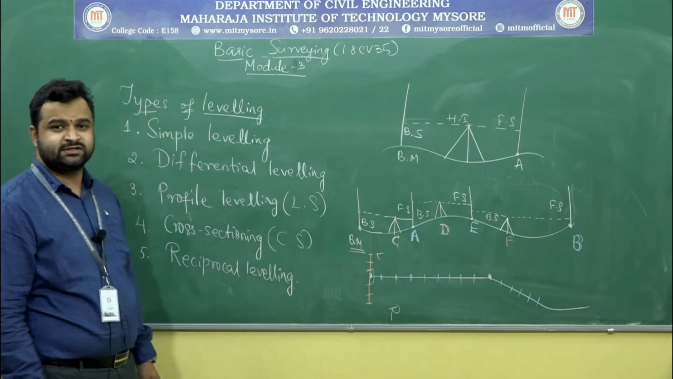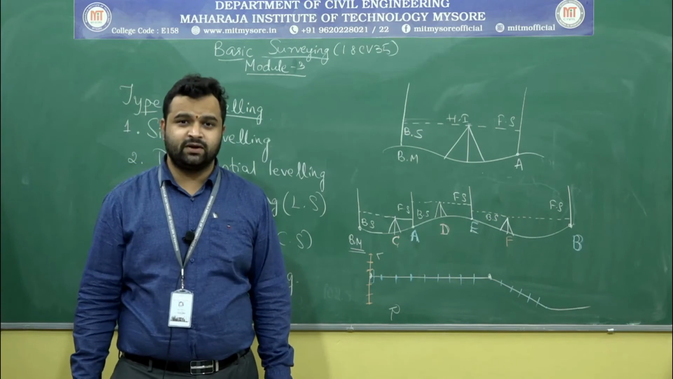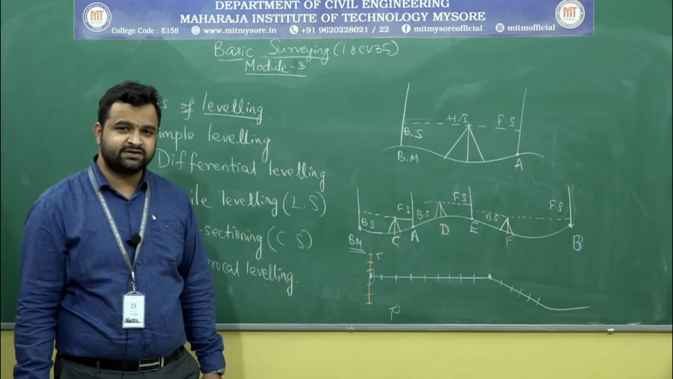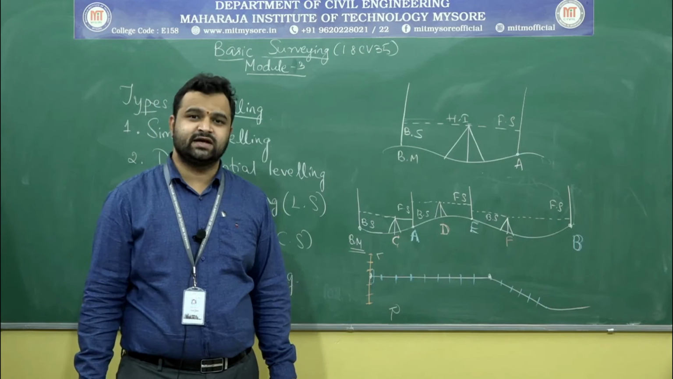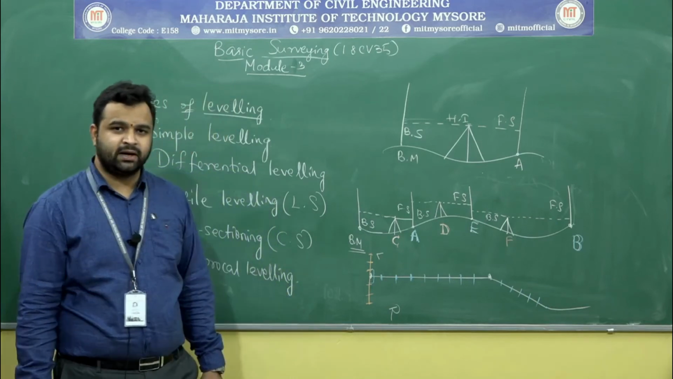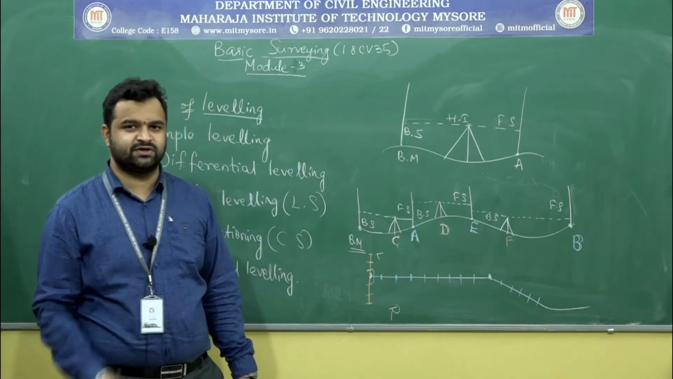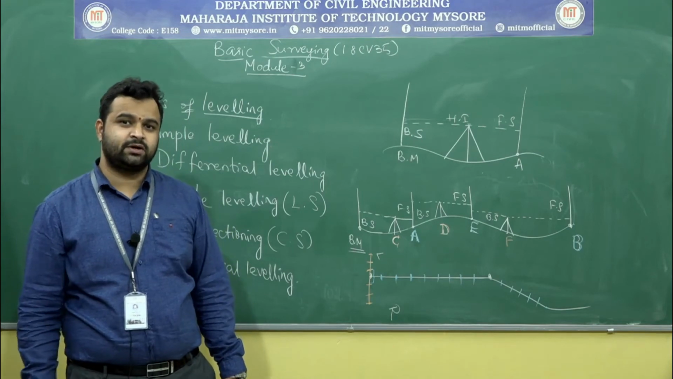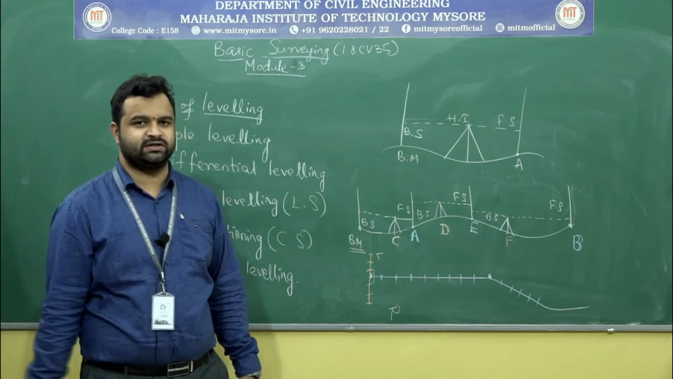Reciprocal leveling. What is reciprocal leveling? It is the method of leveling in which the difference in elevation between 2 points is accurately determined by 2 steps of reciprocal observation when it is not possible to set up the level between 2 points.